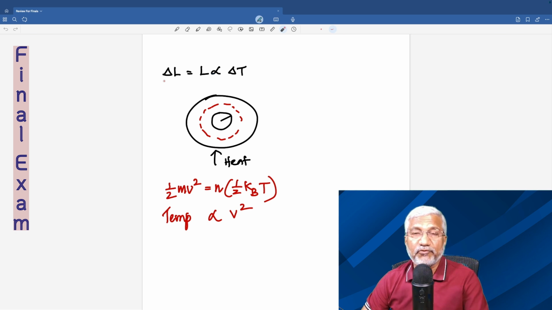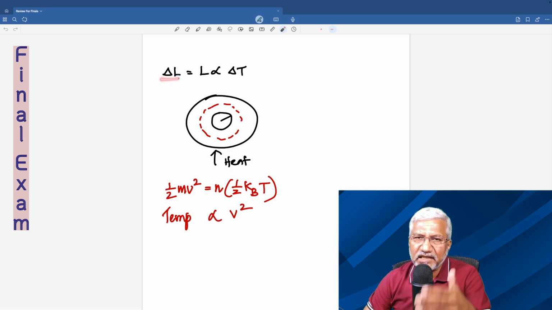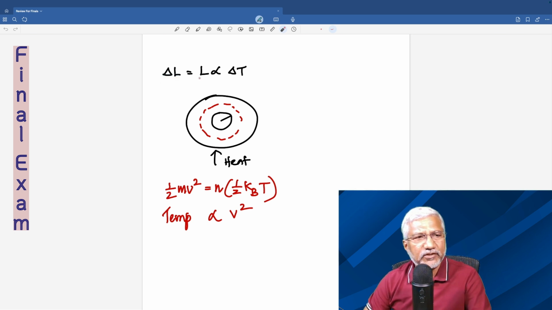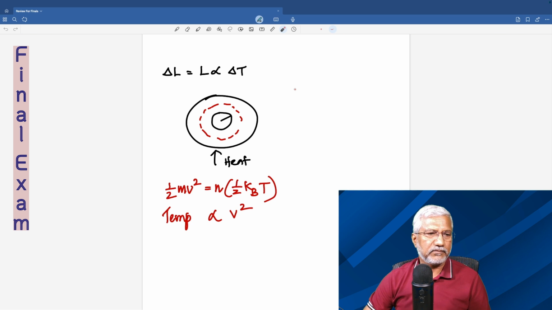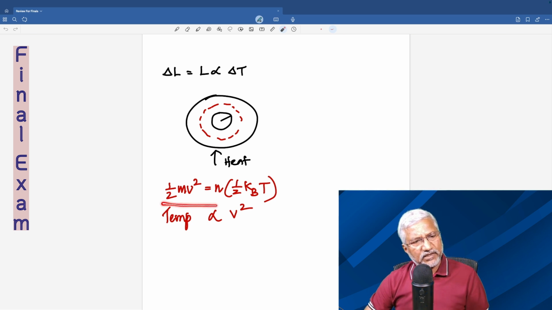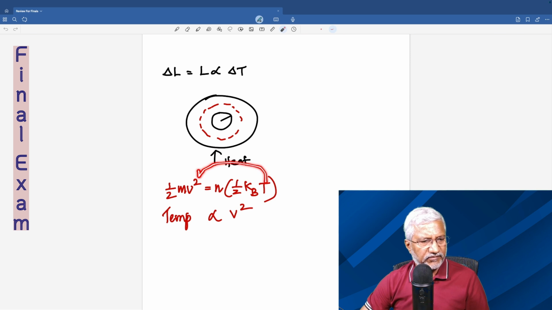But if you're asked to find the new length, what do you do? Then you have to first find the change in length and then add it to the original length. Right? Did you write that down? So if you're asked to find the new length, you can't just find the change in length and leave it at that. Okay? Now, I think this concept, I did talk about it earlier, so I'm not going to talk about it again, but that's important. Remember that the temperature is proportional to the square of the velocity.